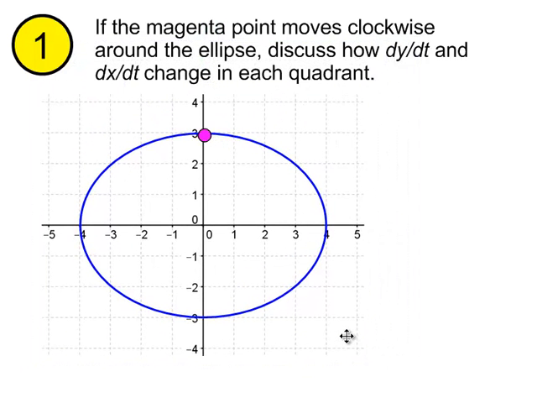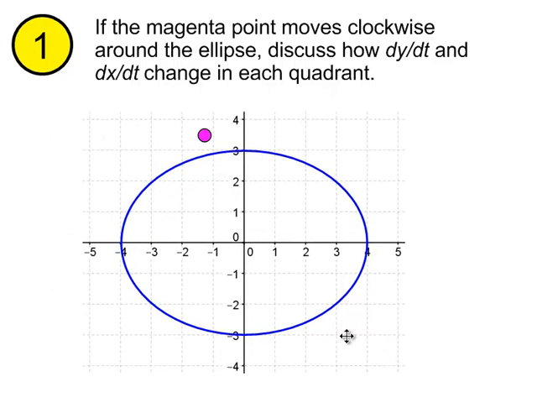All right, so this first one: if the magenta point moves clockwise around the ellipse, discuss how dy over dt and dx over dt change in each quadrant. And again, this is not a really intensive number crunching type problem. It's more of a conceptual one, and its purpose is to see if you understand what dy over dt and dx over dt means. So let's start by envisioning this point moving clockwise around the ellipse.